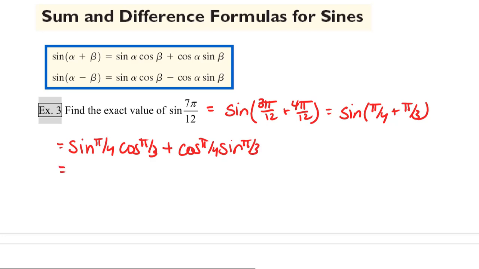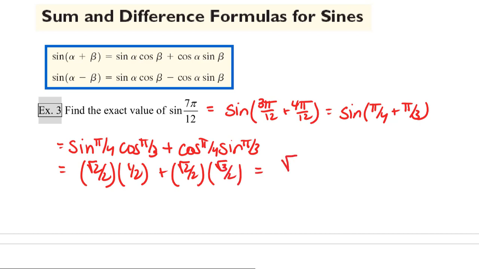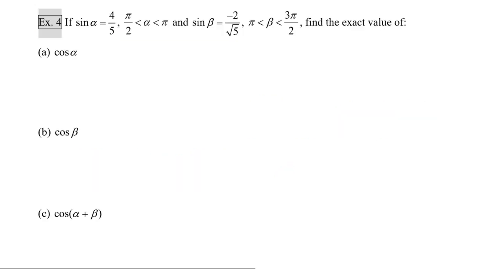I'll substitute in the values. Sine of pi over 4 is root 2 over 2. The cosine of pi over 3 is 1/2. The cosine of pi over 4 is root 2 over 2, and the sine of pi over 3 is the square root of 3 over 2, and this simplifies into the square root of 2 plus the square root of 6 over 4. Example 4 shows a different way that these kinds of problems can be solved.